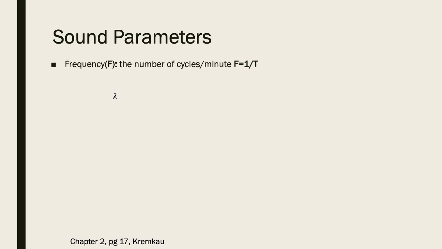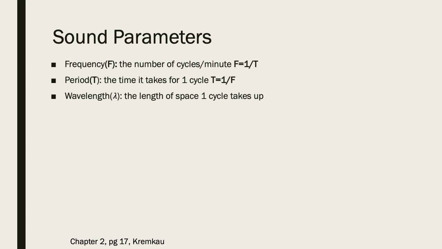So right now we're going to talk about some of our sound parameters that I had mentioned earlier. The first one that we'll look at is frequency, which is the number of cycles that occur in a second, and it's measured in hertz. The next one is period, and it is the time that it takes for one cycle to complete itself, and it is typically measured in seconds.